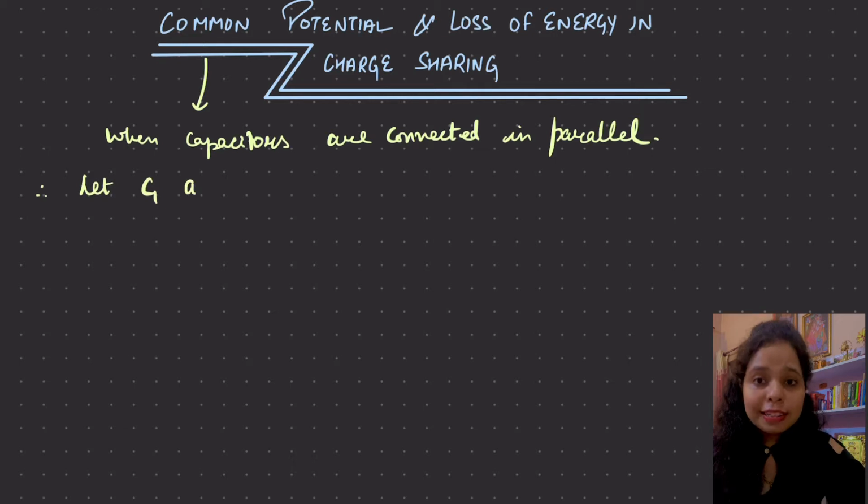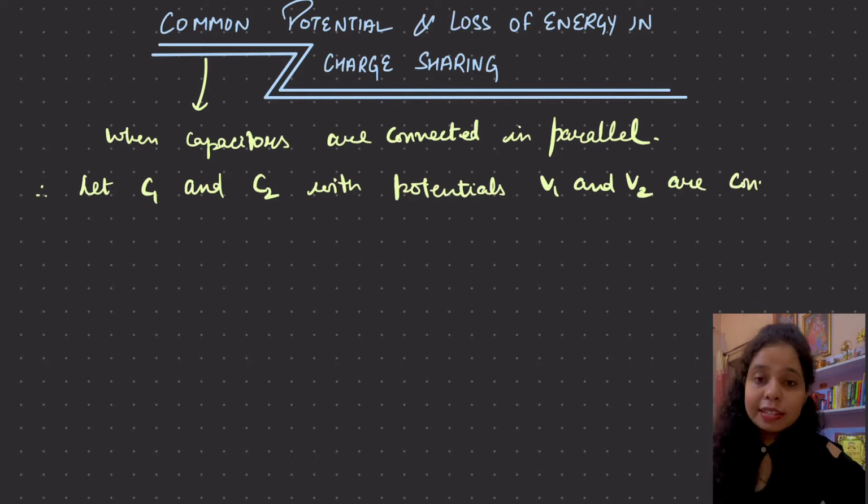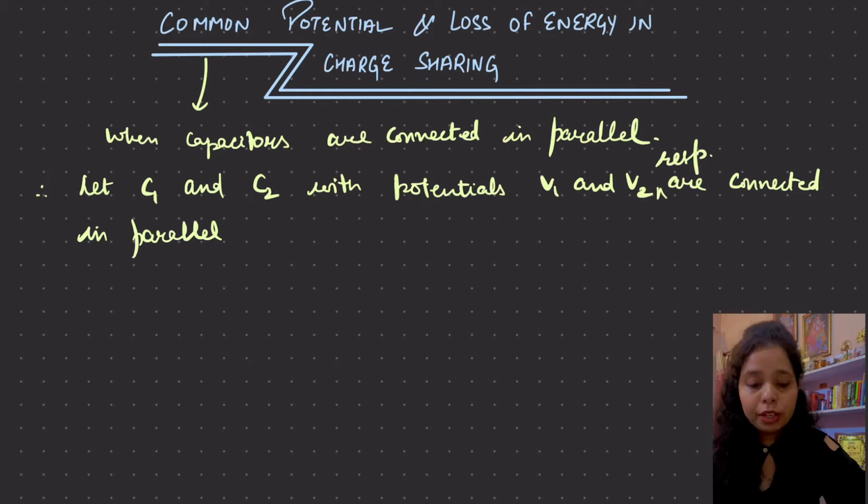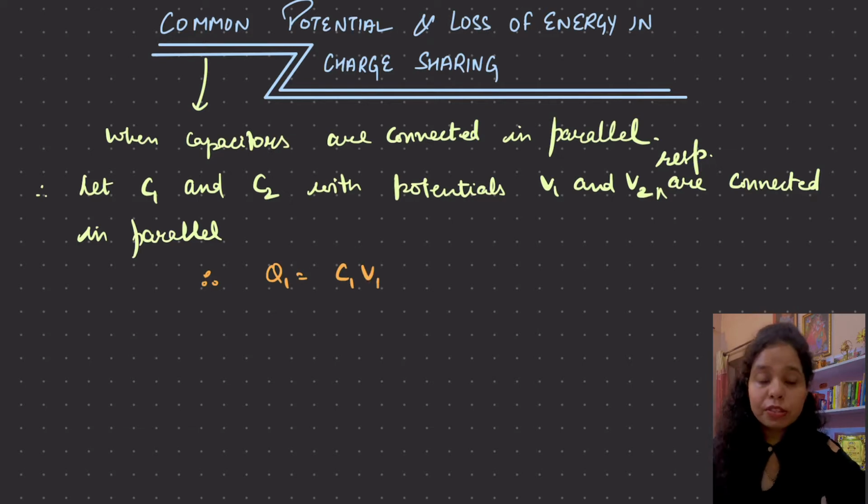Let us consider two capacitors of capacitance C1 and C2 with the potentials V1 and V2 respectively. So C1 has a potential V1 and C2 has a potential V2, and let us say these are connected in parallel, because in order to reach the common potential we have to connect these capacitors in parallel only. I have written the word respectively because V1 is the potential for the capacitor having capacitance C1, and therefore the charge stored by the first capacitor is Q1 equals C1 V1, and charge Q2 equals C2 V2, which is stored in the second capacitor.